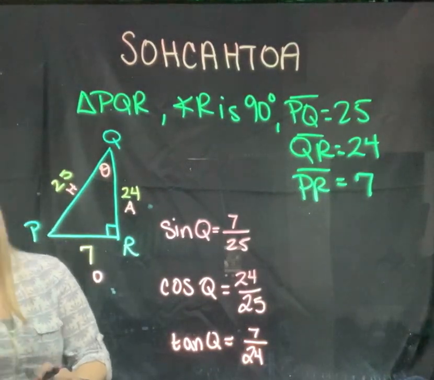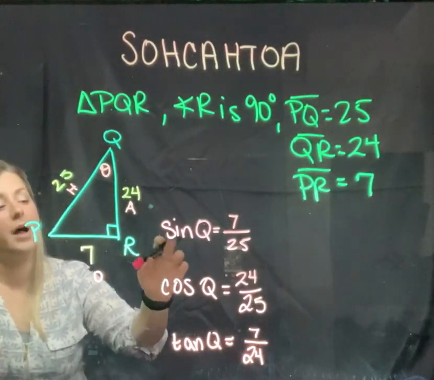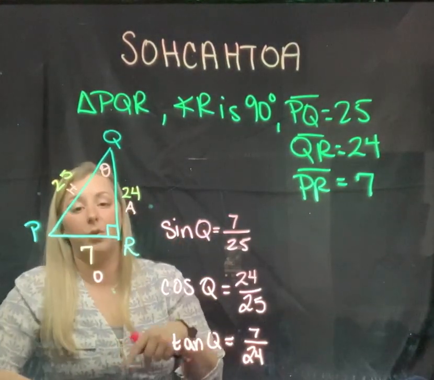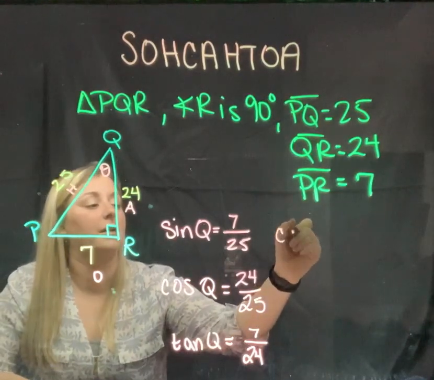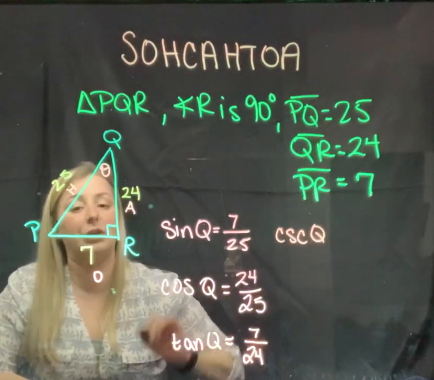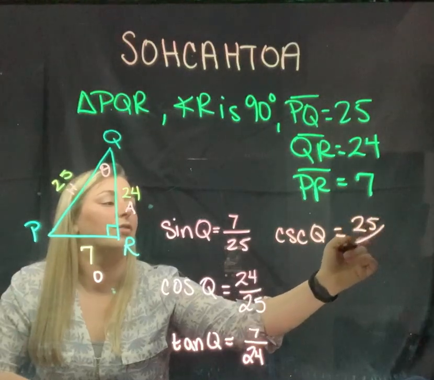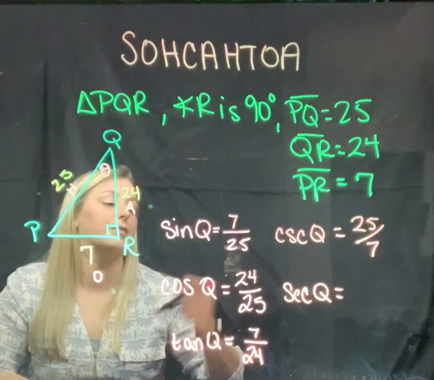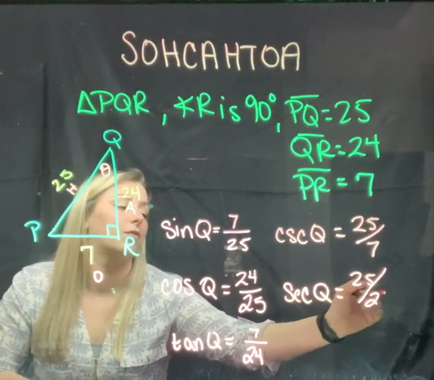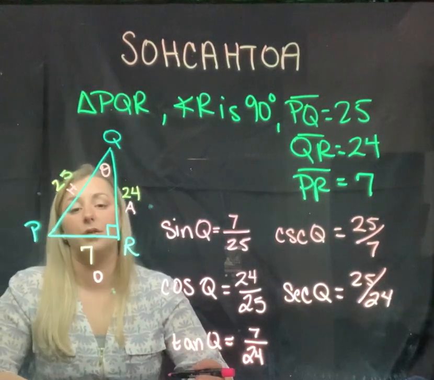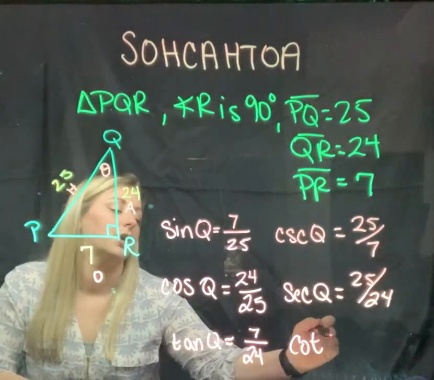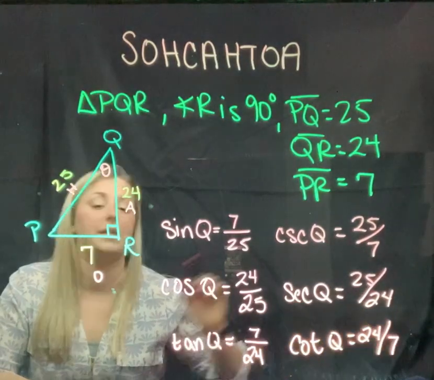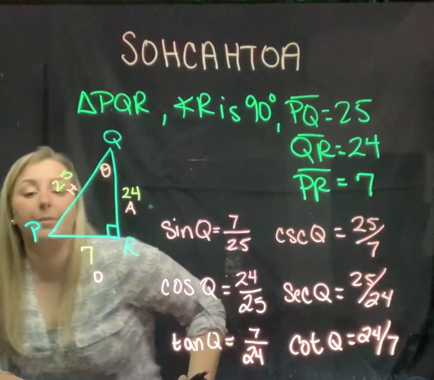If we want the reciprocals of these functions, remember we really just want to flip these fractions upside down. So we just have to remember, what is the reciprocal of sine? Well, the reciprocal of sine is cosecant. So we want cosecant of Q. Well, that's 25 over 7. I want the secant of Q, or the reciprocal of cosine, 25 over 24. And then I want the reciprocal of tangent, which is cotangent of Q, and that is 24 over 7. Right, just flipping those upside down.